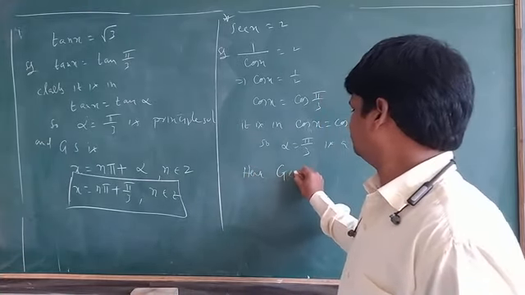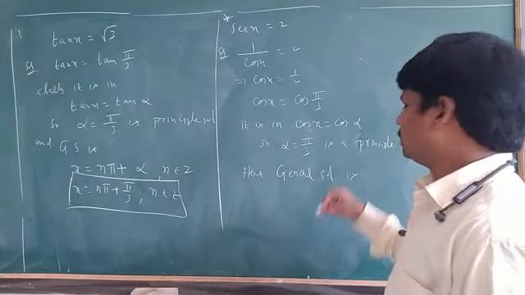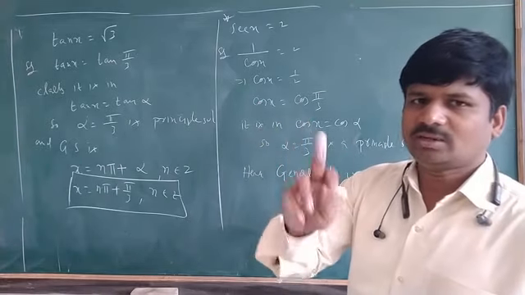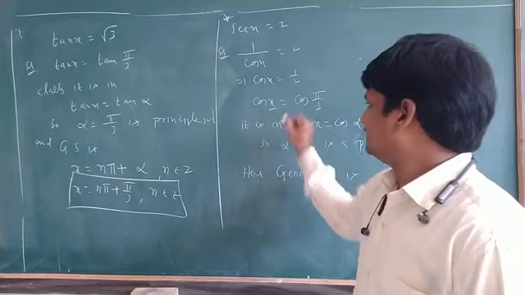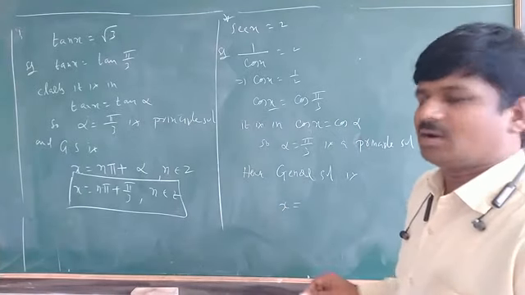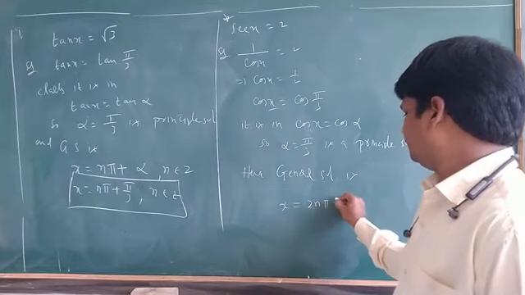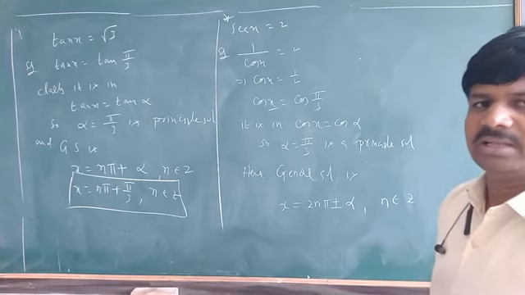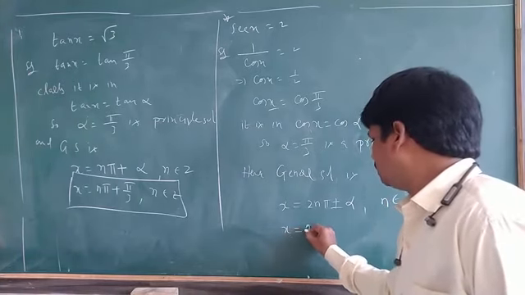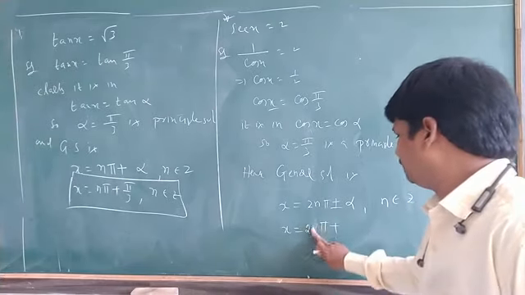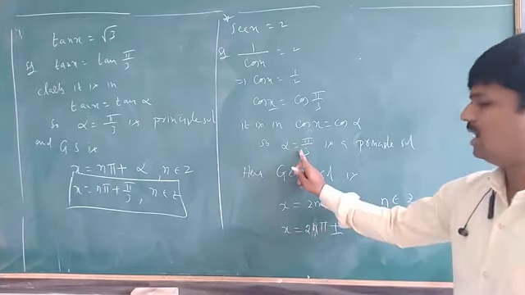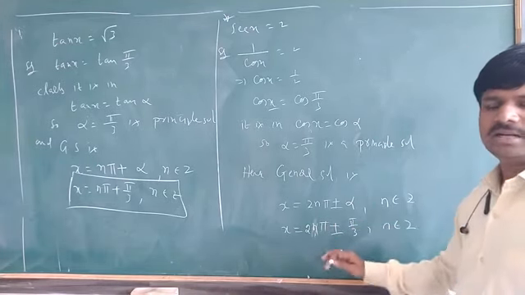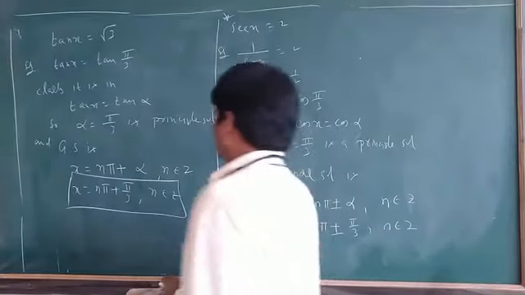Hence, what is the general solution? For cos x is equal to cos alpha, the general solution is x is equal to 2n pi plus or minus alpha, n belongs to Z. So x is equal to 2n pi plus or minus pi by 3. Here n belongs to Z. It is the general solution. Understand? Remember this one.